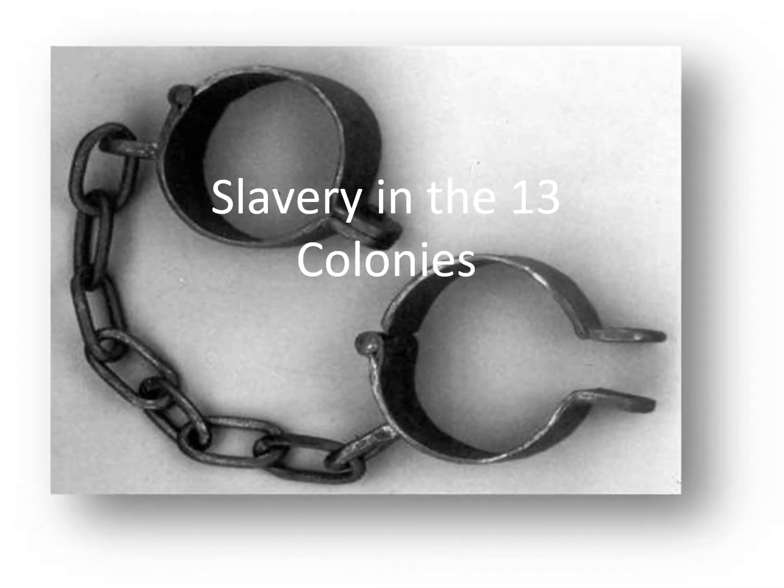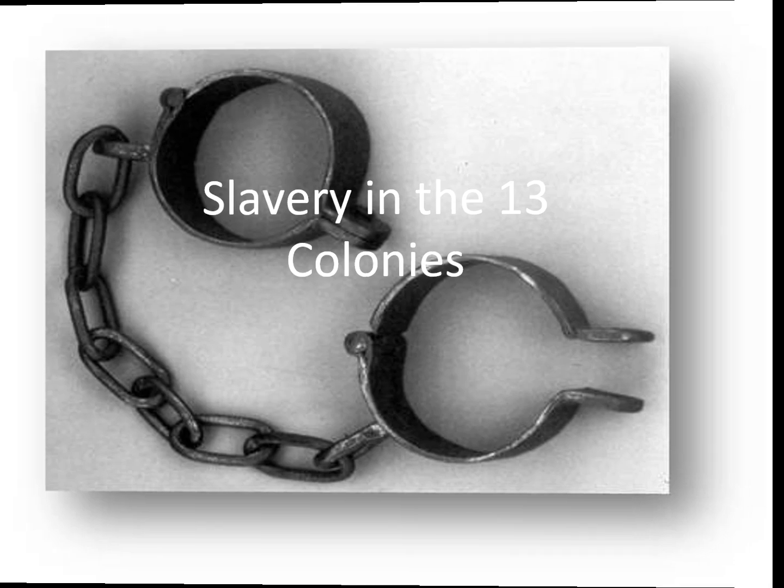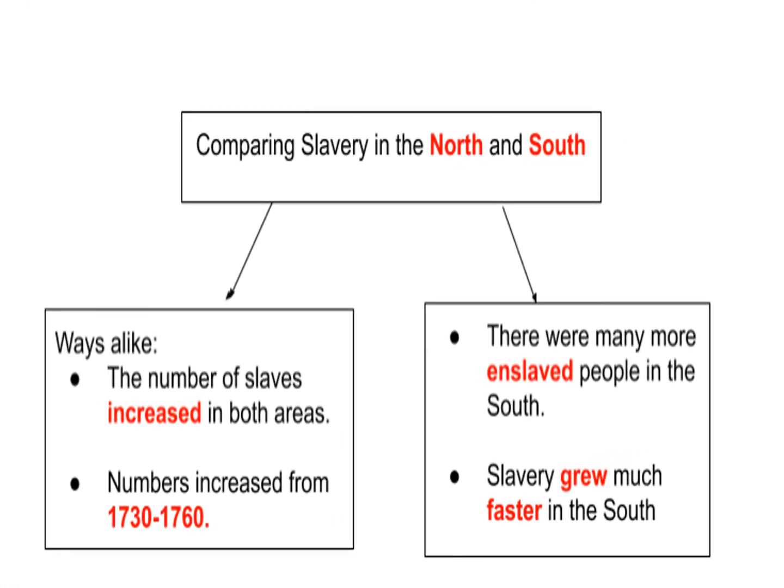in the 13 colonies. Okay, so you have, or you'll get your note page for school, the notes, and these are the questions that you'll have to know for the test, the information you need to know. So let's compare slavery in the North and the South. Well, in the North, the ways that they were alike: the number of slaves increased in both areas. Okay, people wanted slaves. It was not just the southern colonies who had them. The northern colonies also had lots and lots of slaves. The numbers really increased from 1730 to 1760.